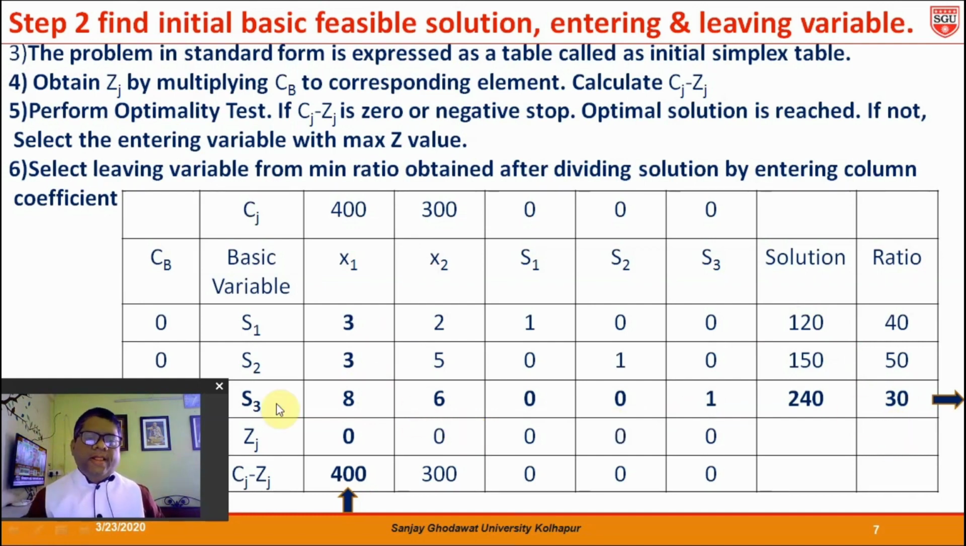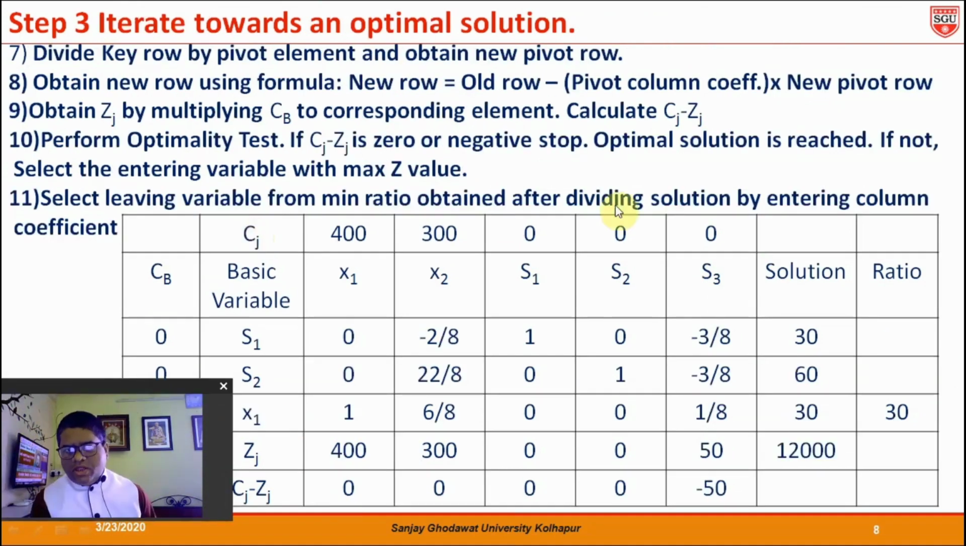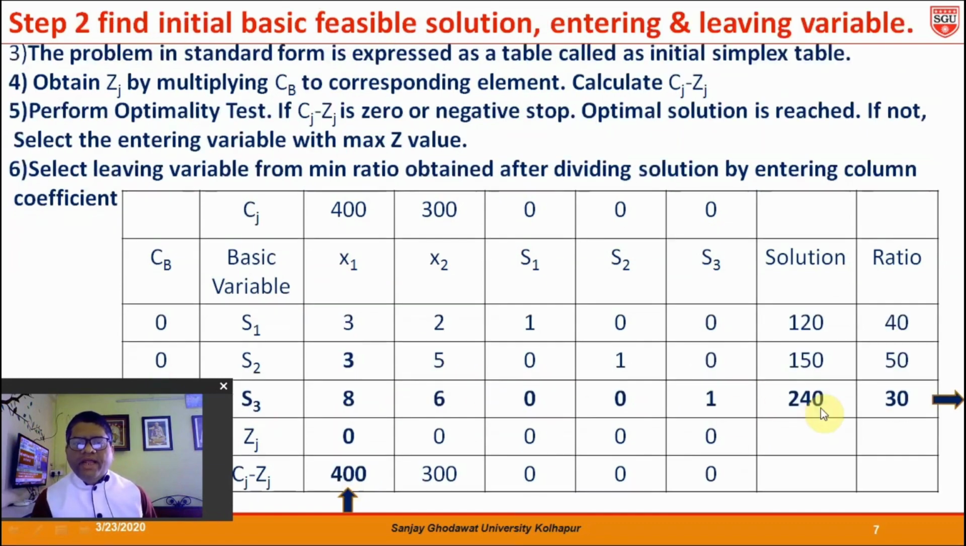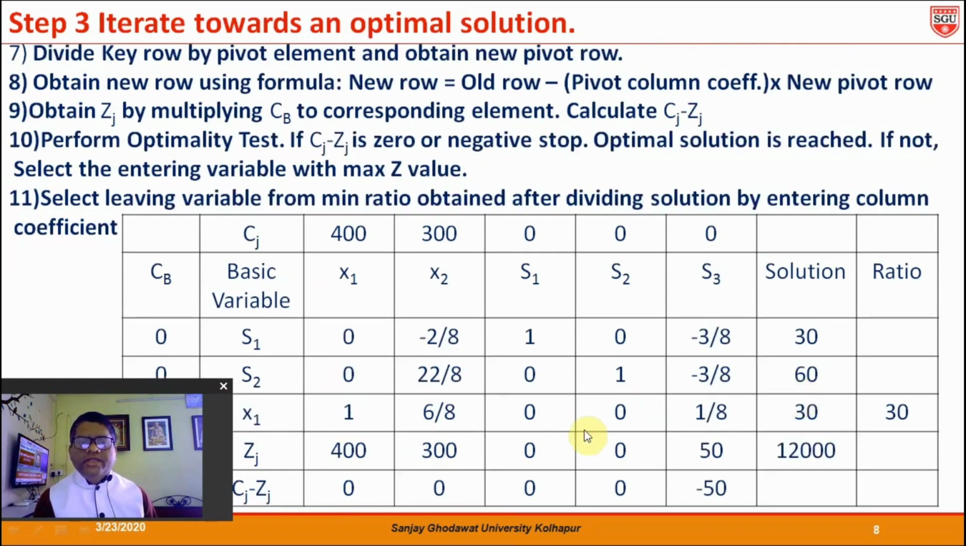Let us construct one more simplex table after this. Header row is the same, rest all format is the same. Now, what we have done is x1 has entered into the solution. So, this becomes our new pivot row. This new pivot row is obtained by dividing the previous row by the pivot element. Pivot element is 8. So, divide this entire row by 8 and you will get this new row.